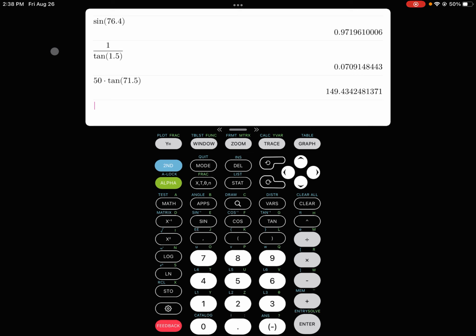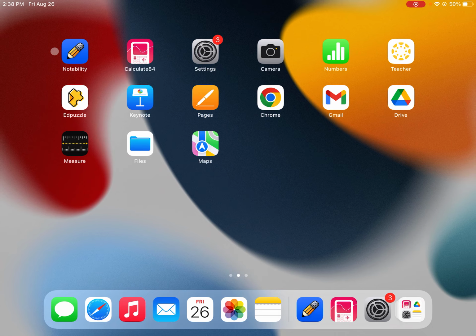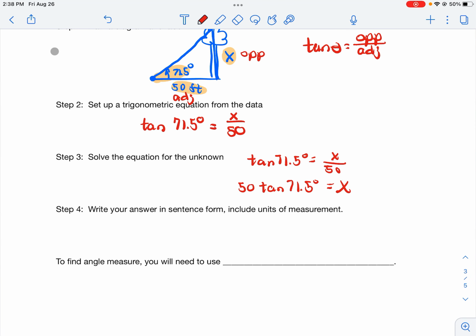Now, unless it specifies otherwise, usually in word problems like this, 1 decimal place or 2 decimal places are plenty. You don't have to go to 4 decimal places. We're not ever going to get that measurement. So I'm just going to go to 1 decimal place. So 149.4 feet is my answer to this.